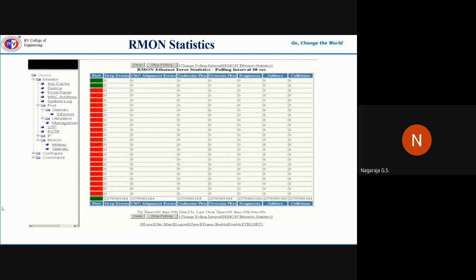You can look for some more events here. You have port statistics, drop events, CRC alignment errors, undersized packets, oversized packets, fragments, then collisions, and jabbers. Many more. I think you can add some of your own as and when you start exploring. That is the real way of exploring. There are RMON statistics irrespective of the network you use, as and when you're using the LAN network services.